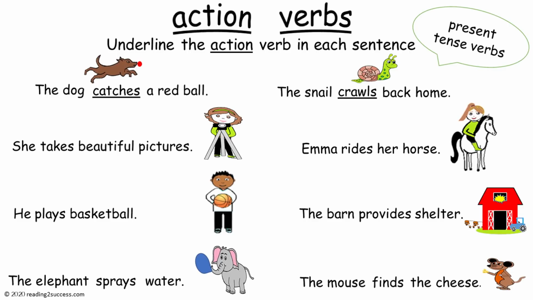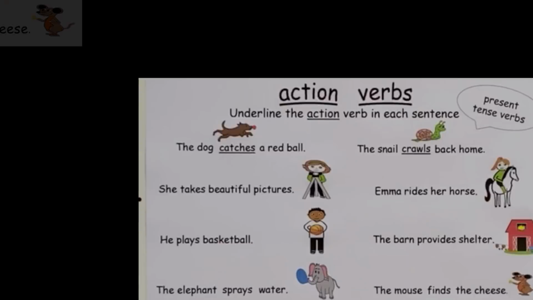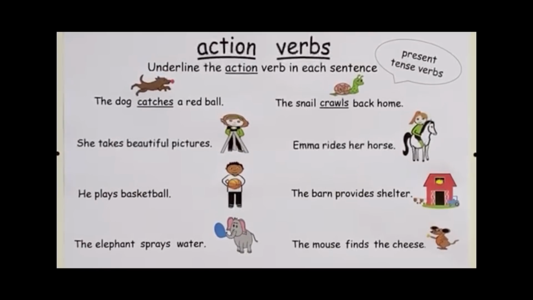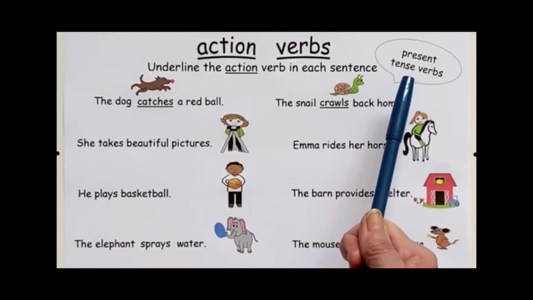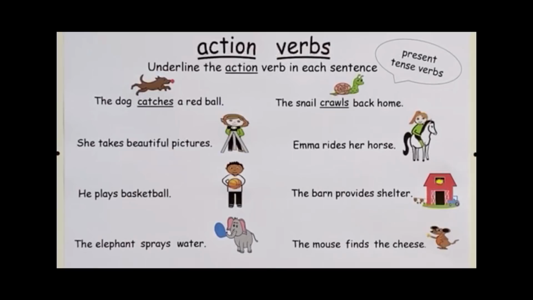This is a template used in the teaching demonstration, and it will also be the practice page you will have your kids complete. Okay, have kids underline the action verb in each sentence, and they will be working on the present tense verbs, what is happening now. And remember, action tells what they are doing, what the activity is.